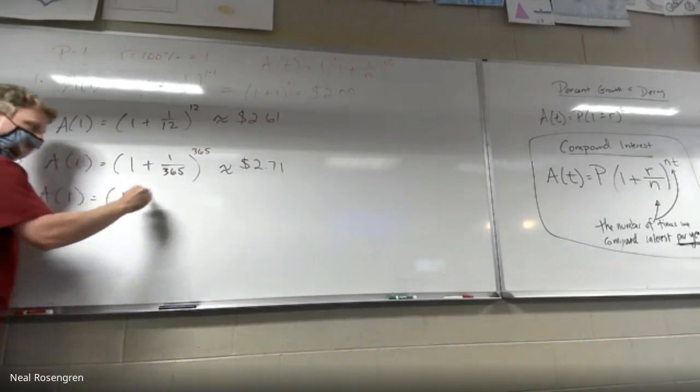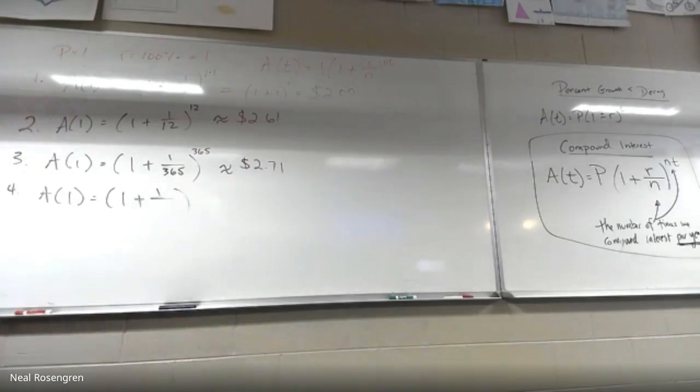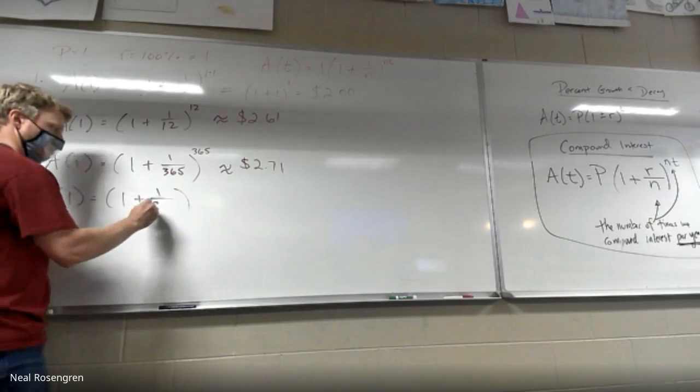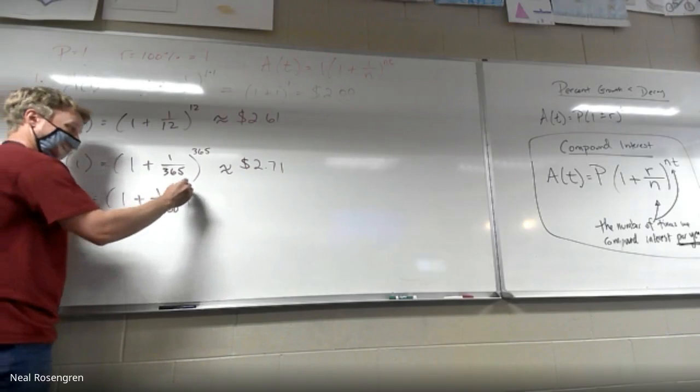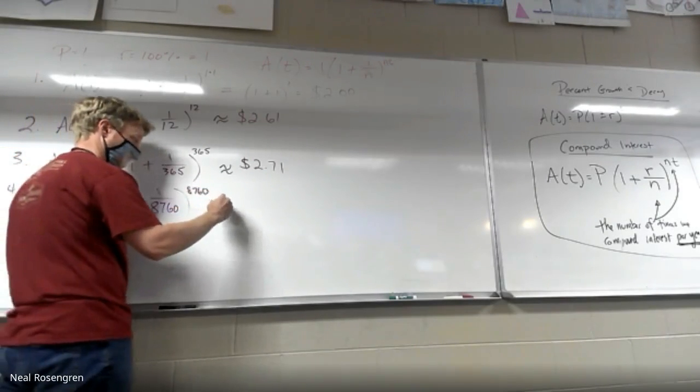Again, 1 plus 1 over n. The only thing that's going to change is that n right there. But it's not hourly per day. It's not how many hours there are in a day. It's how many hours there are in a year. 8,760. How'd you do that? 24 hours a day, 365 days a year. One more time? 8,760.